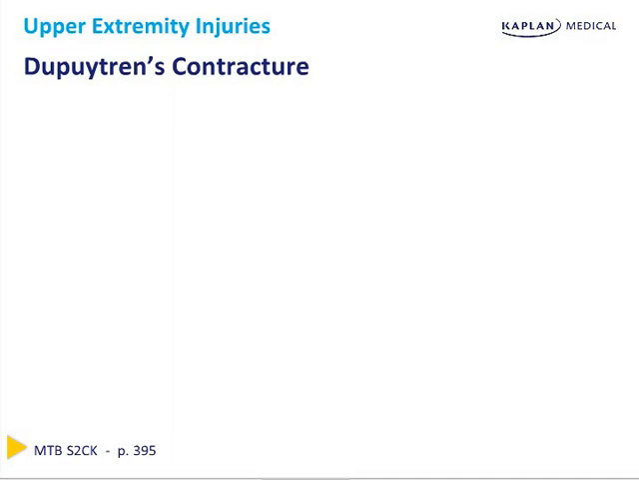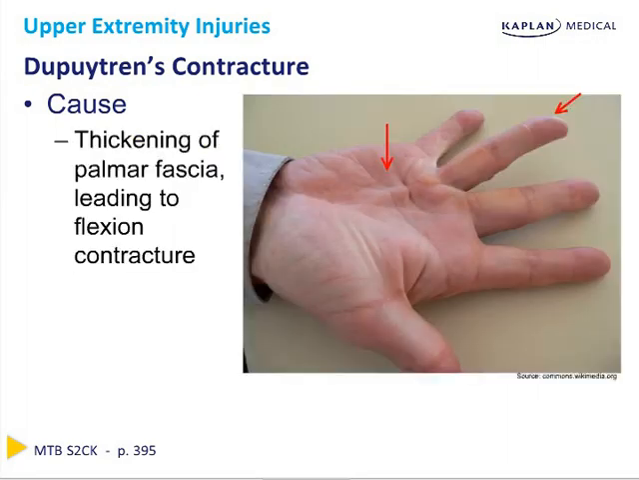Another condition that leads to undesired finger flexion is called Dupuytren's contracture. As you may remember from your dissection of the hand in anatomy, there is a fascial layer that covers the palm. In Dupuytren's contracture, this fascia becomes thickened into cord-like bands as depicted by the left arrow in the image, and these bands act to pull the digits into flexion. Unlike trigger finger, these digits are unable to be fully extended, even with the help of the other hand.